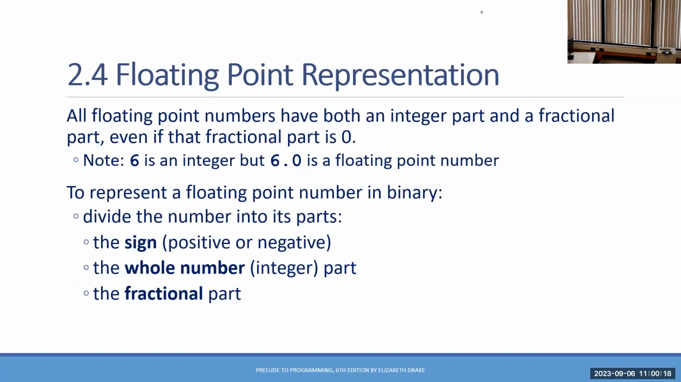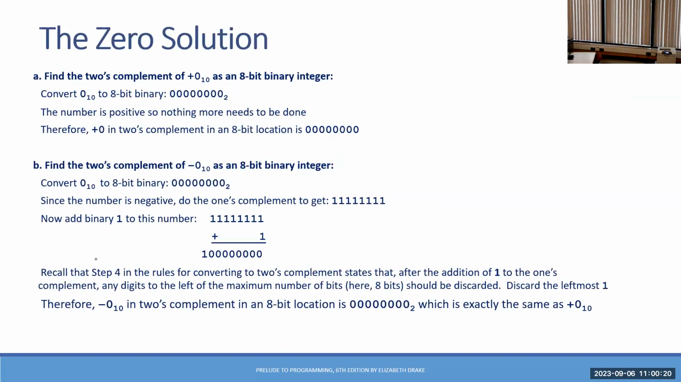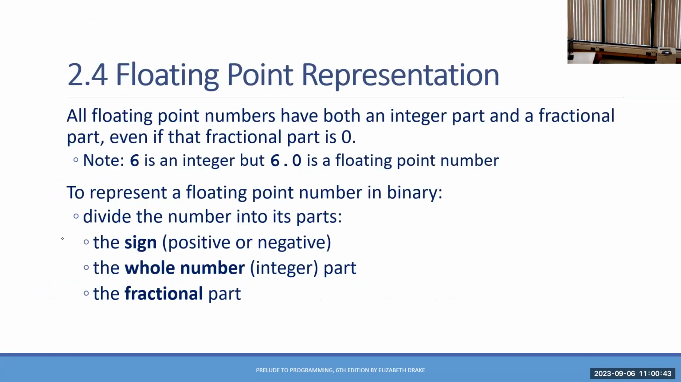Okay, now you know everything about how the computer stores integer numbers, right? You have unsigned numbers, sign and magnitude, 1's complement, and 2's complement. Only 2's complement lets you store the number 0 with a single solution. Now we come to floating point.